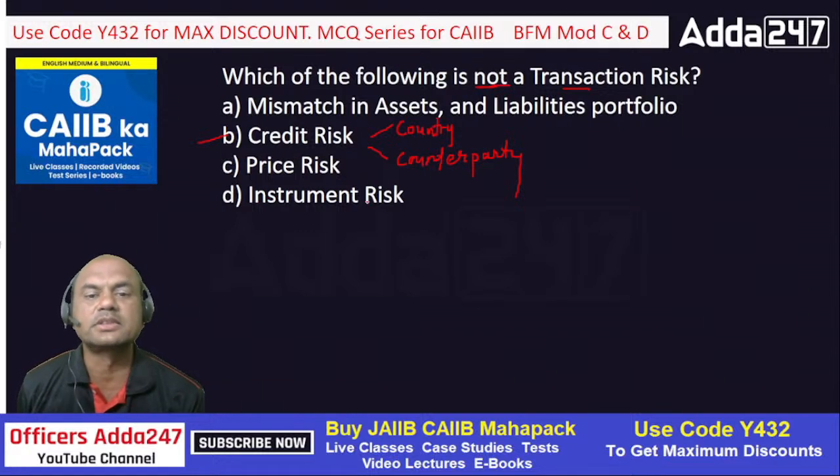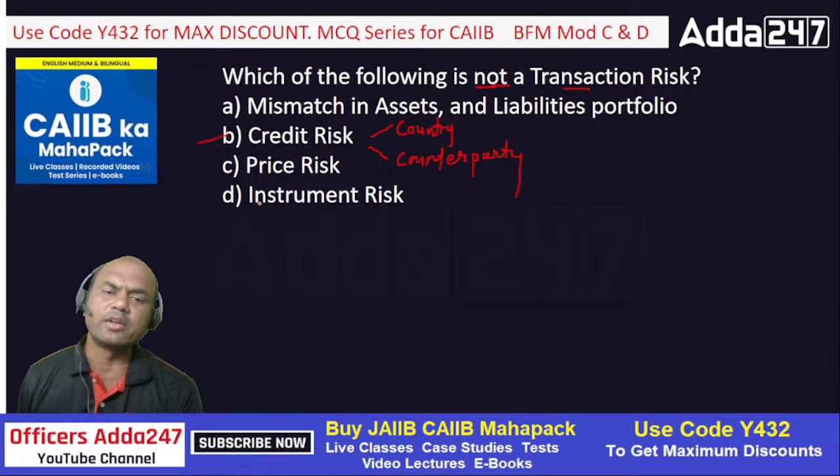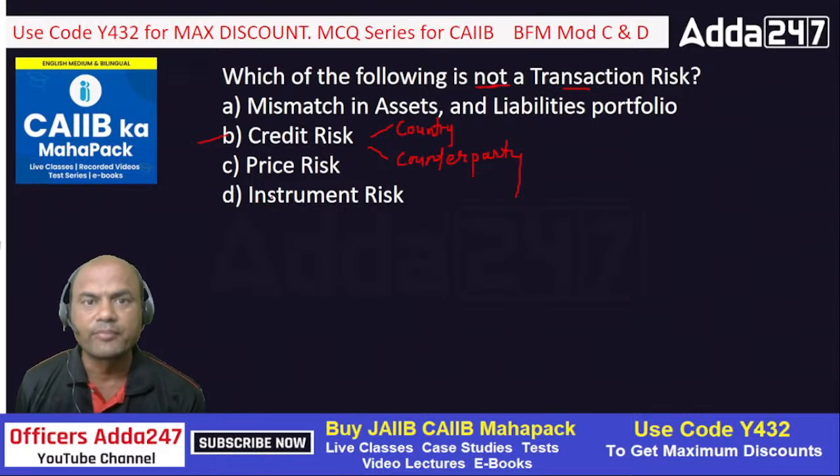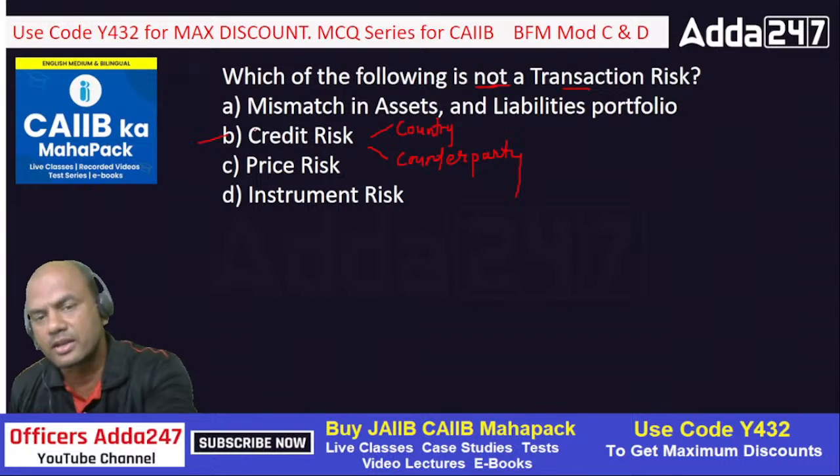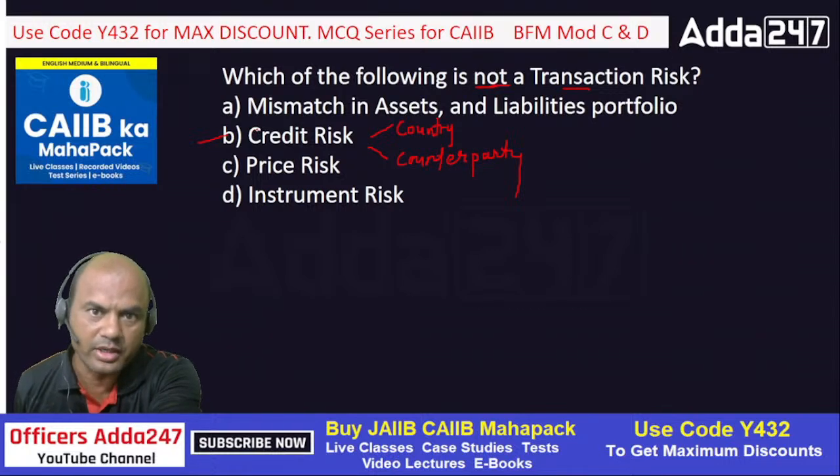Okay, and instrument risk. Instrument risk means any instrument risk. What is basically instrument? Instrument is a financial instrument. Now, what are the types of financial instruments? The financial instruments are generally of three types. One is equity, second is debt, and third is liquid. Right? So all these three will always face what type of risk? The fluctuations. Whatever might be the fluctuations in equity, in debt, or in the liquid market also, that will definitely affect my instrument. So this is also part of transaction risk. So only credit risk is not a part of transaction risk. Okay, got it? Okay, everyone.